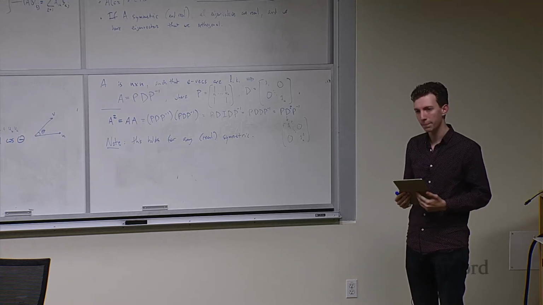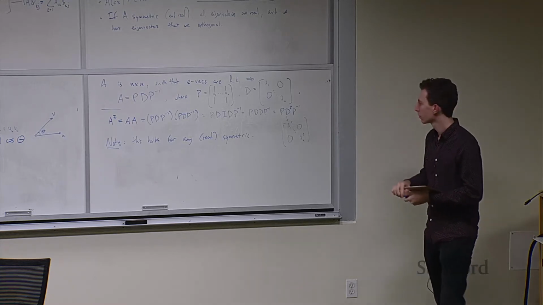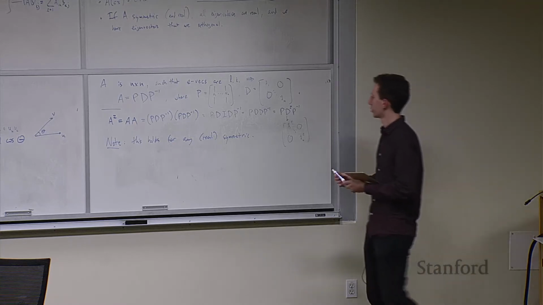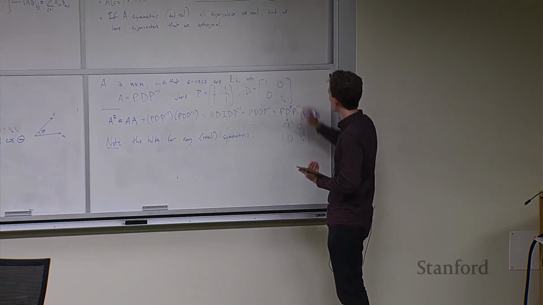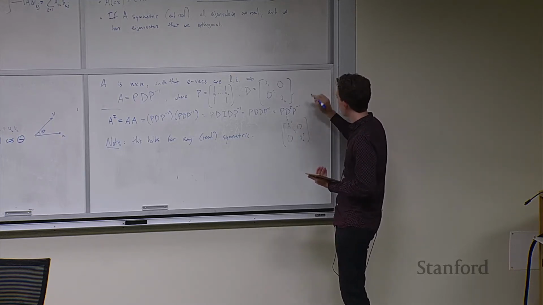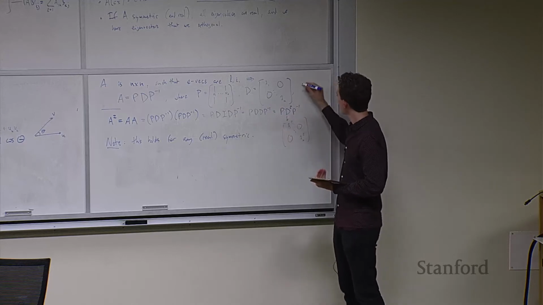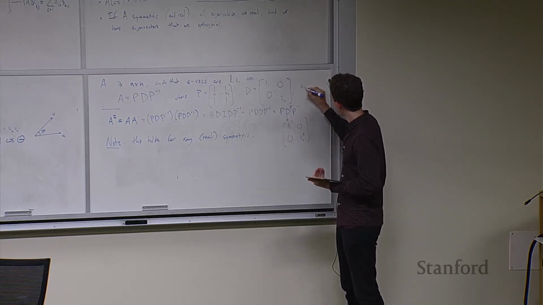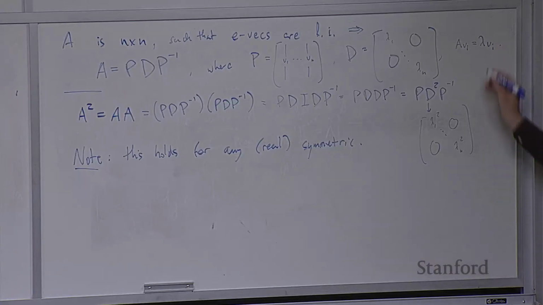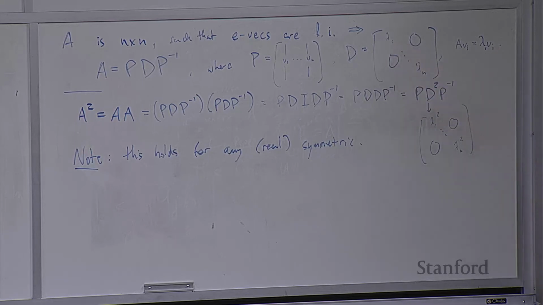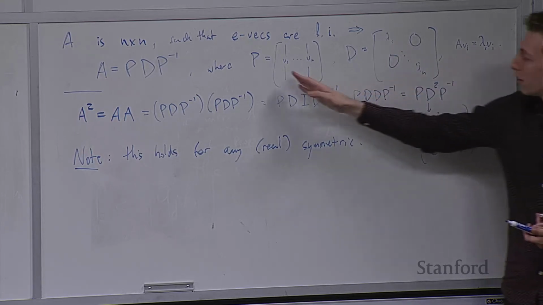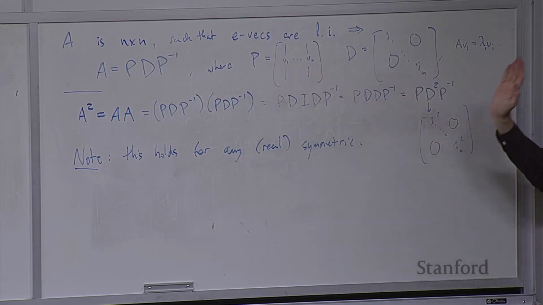Yeah. Could you go over what P is again, like the V1 through Vn? Yes, for sure. These vectors V1 through Vn are just the vectors such that A Vi equals lambda i Vi. And the lambda i's are along this diagonal in this matrix. So in particular, it's just the matrix whose columns are all the eigenvectors of A. Cool.